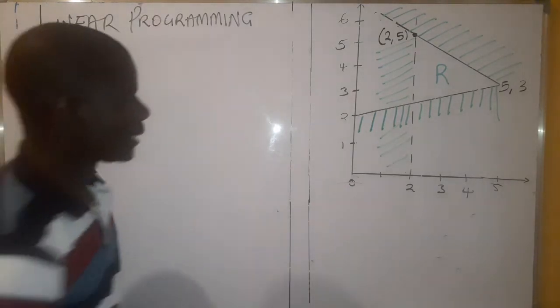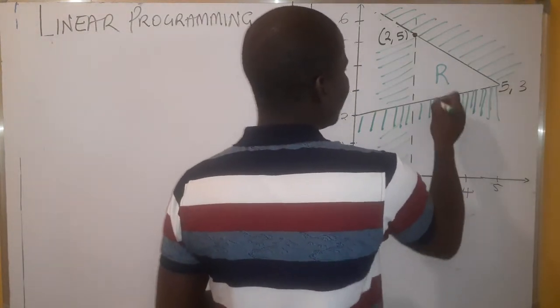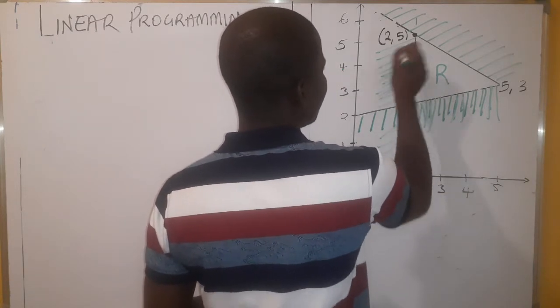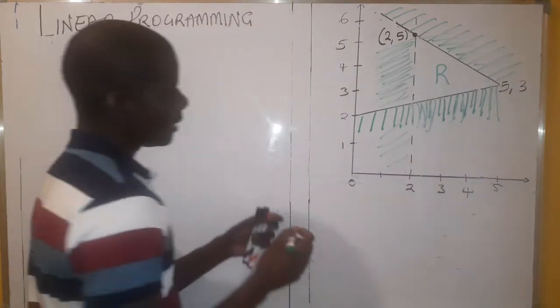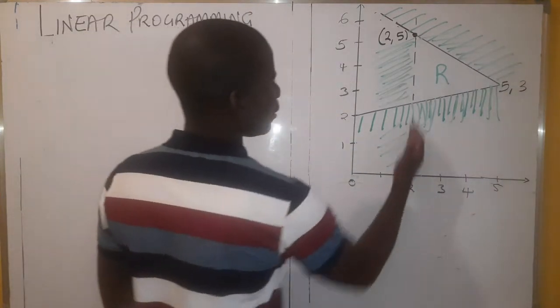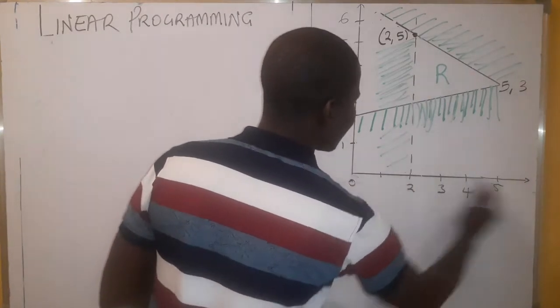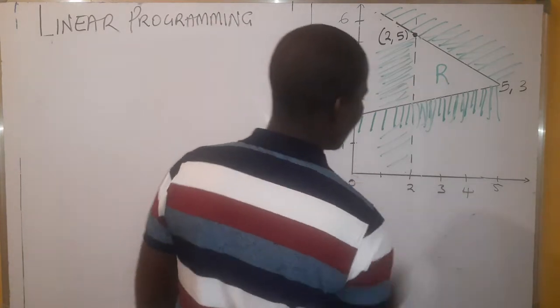So, we are looking at the inequalities that represent the unshaded region, which is marked by the letter R here. The first thing is we start with this one, the x. This is along the x-axis.